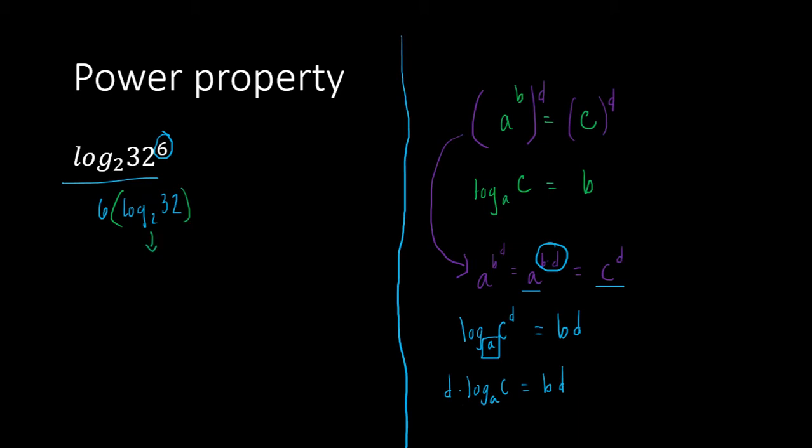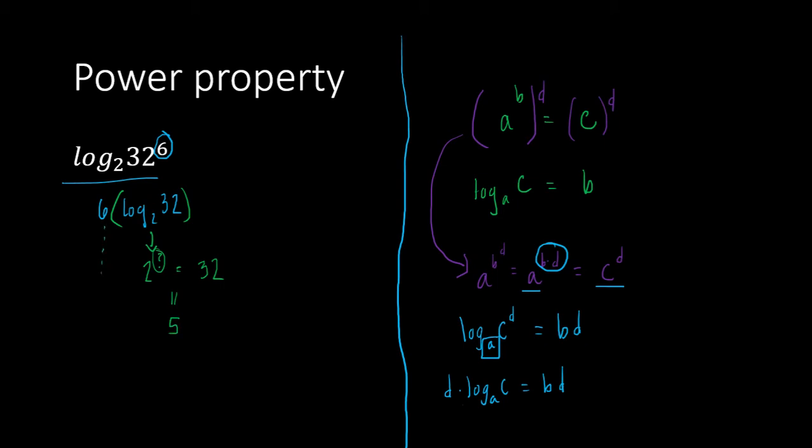So let's just focus on log base 2 of 32. So I have a base of 2. I'm being asked to find an exponent where if I raise 2 to that exponent, I get 32. So 2 to what power equals 32? Well, that's 5. 2 to the 5th power equals 32. So log base 2 of 32 is equal to 5.